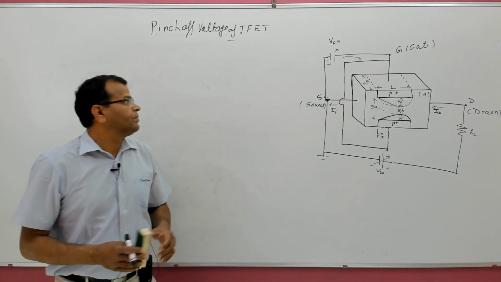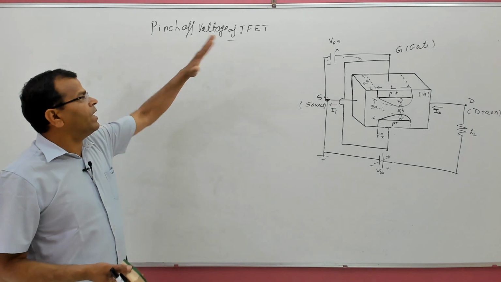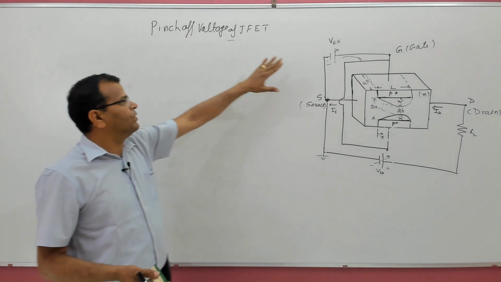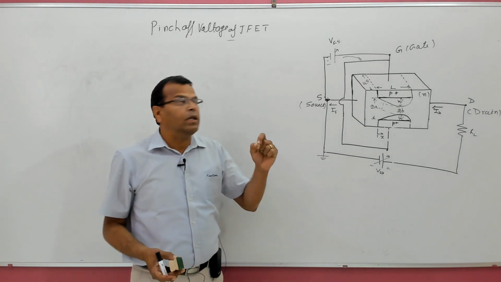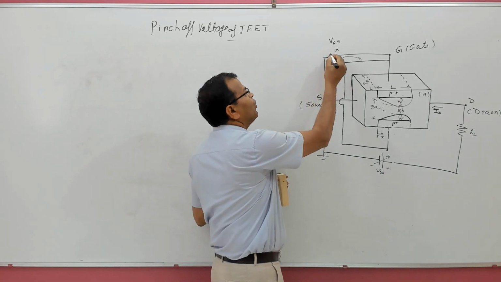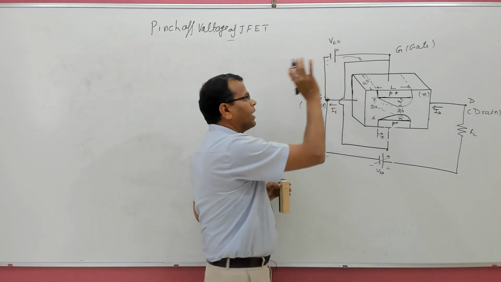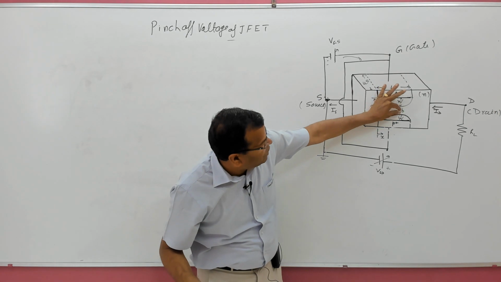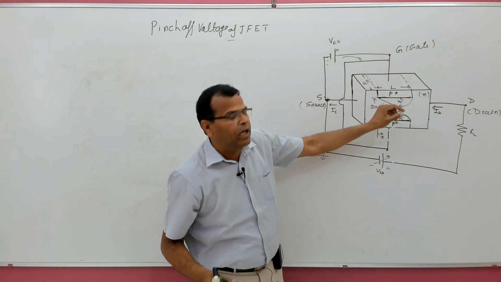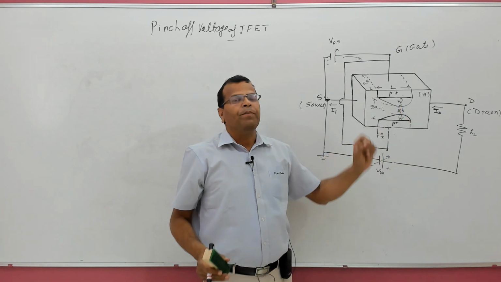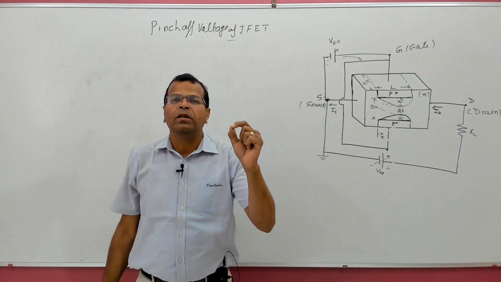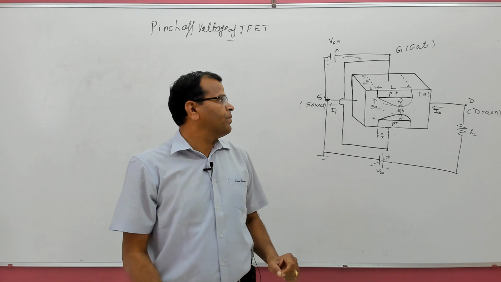Hello friends, now we will derive the expression of pinch off voltage of JFET. The pinch off voltage is basically the gate to source voltage required for pinching off the channel. When the channel width becomes 0 here, that condition is known as pinch off condition.